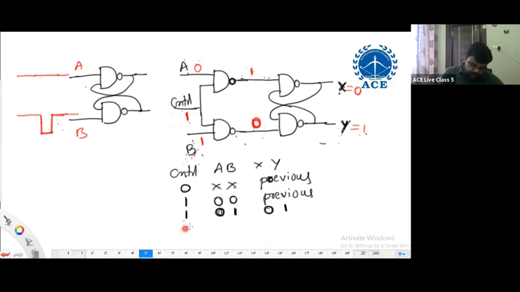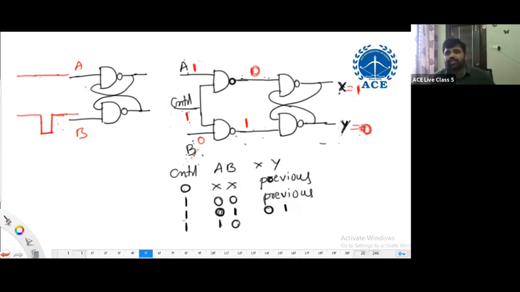Now, when control is at 1, if I am applying 1, 0, check it correctly. One input is 1, the other is 0. Then what happens here? For 1, 1, it is 0. For 1, 0, it is 1. Once it is becoming 0, no doubt it becomes 1. Once it is becoming 1 for 1, 1, you get out 0.